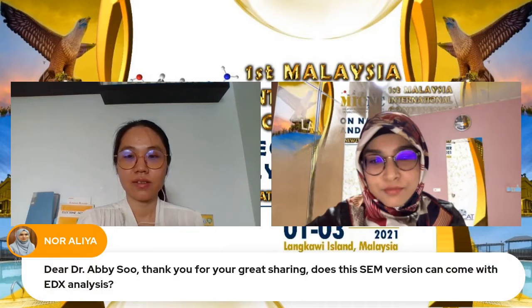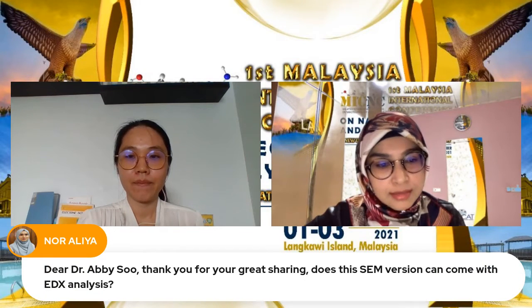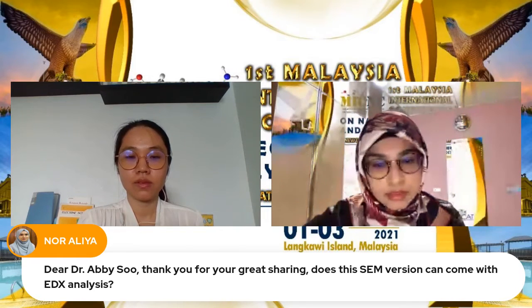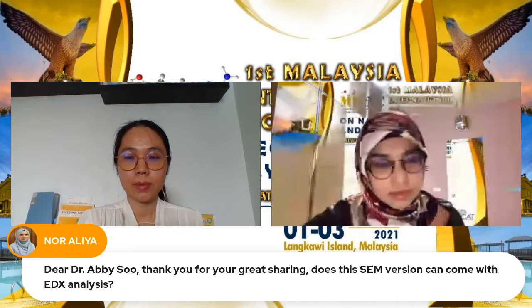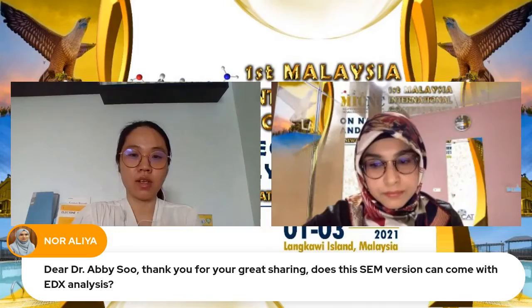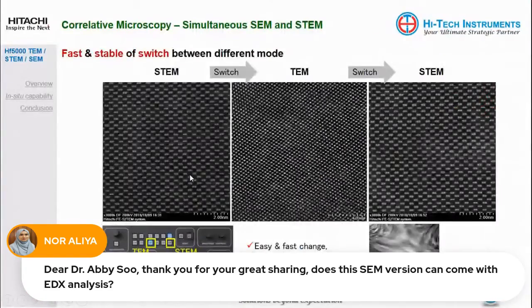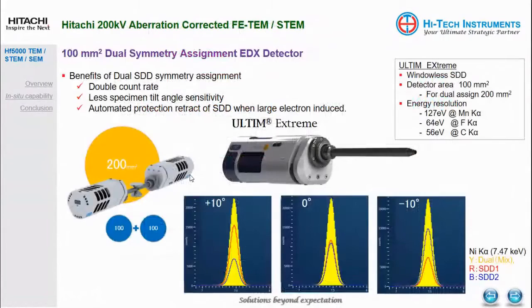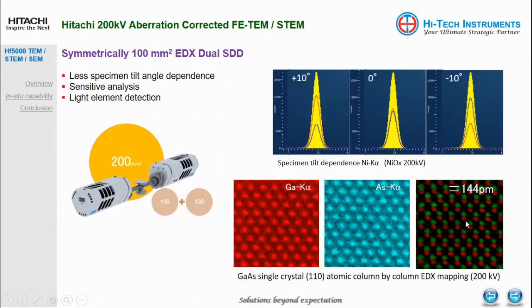There is one more question from Dr. Nor Alia. Dear Dr. Ab Su, thank you for your great sharing. Can this SEM version come with EDX analysis? Oh yes, definitely yes. For the EDS analysis, you can have either a single detector or a dual detector. But in order to get very good atomic resolution, we suggest the dual detector. That is one of the results with the atomic resolution EDS mapping.